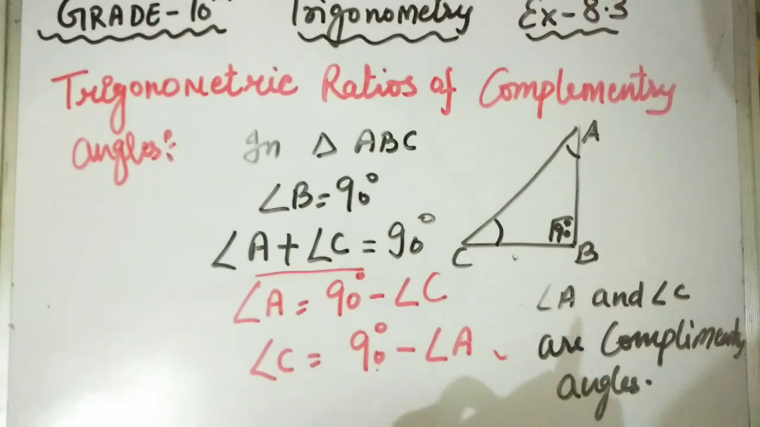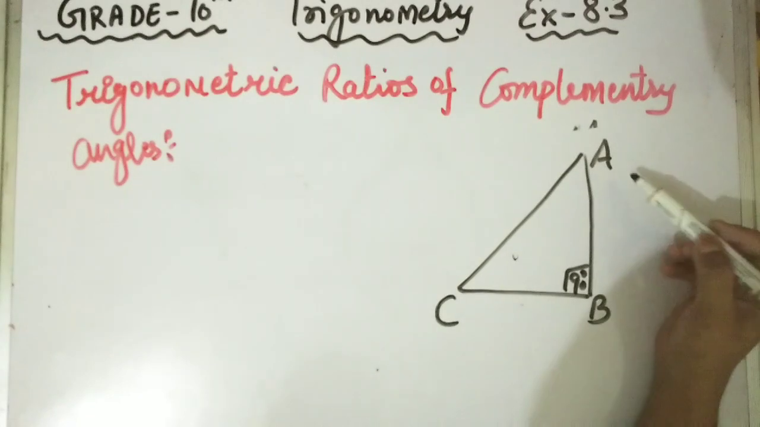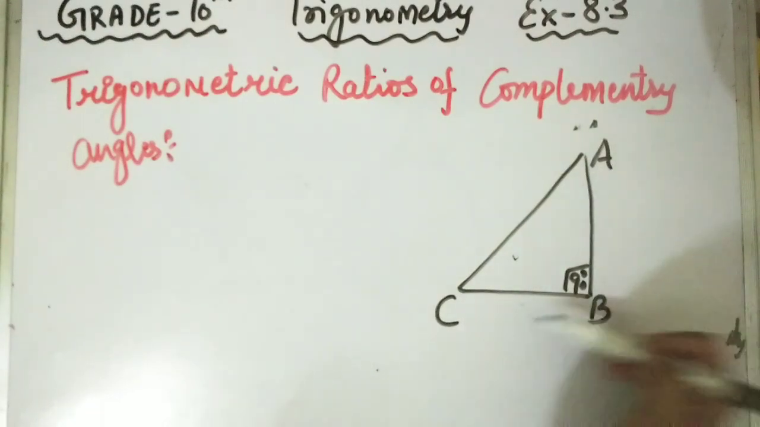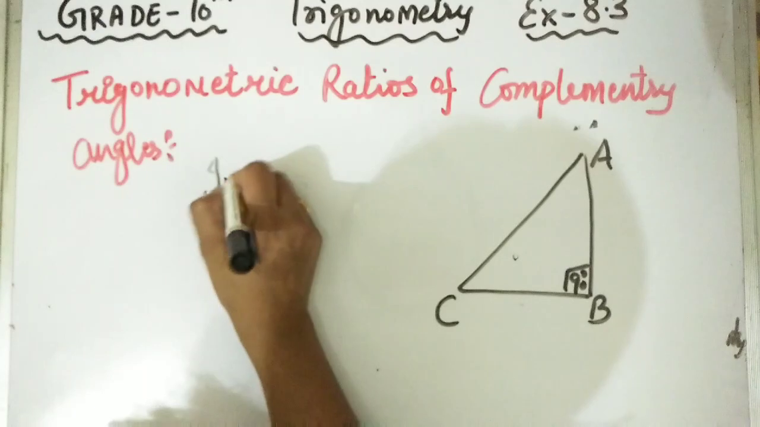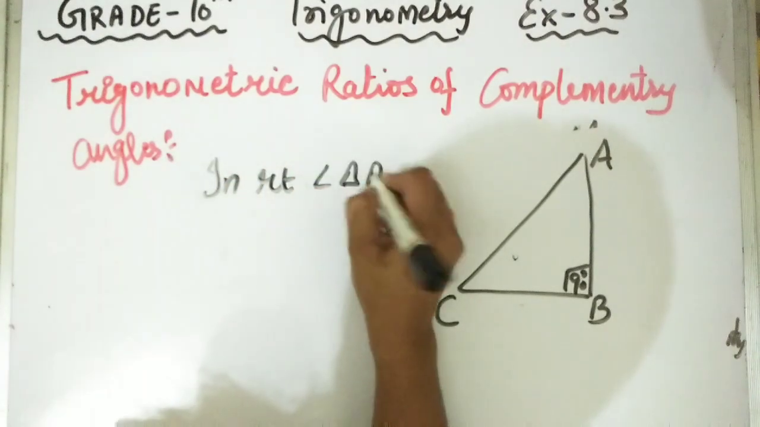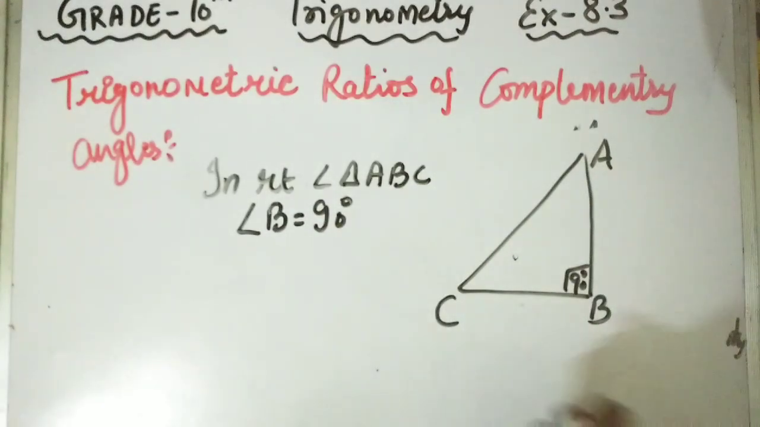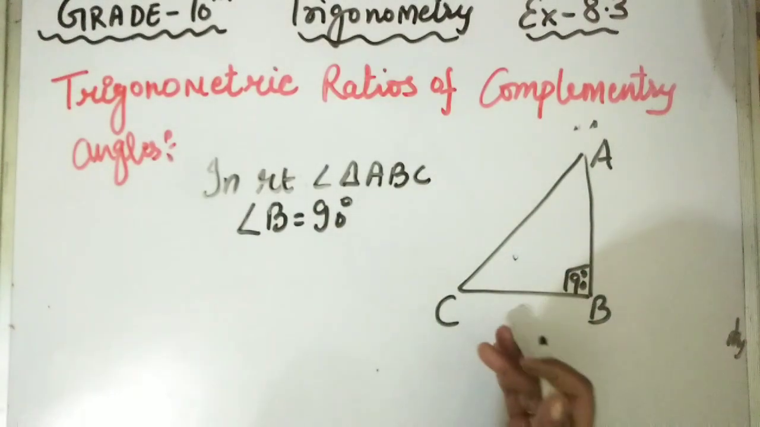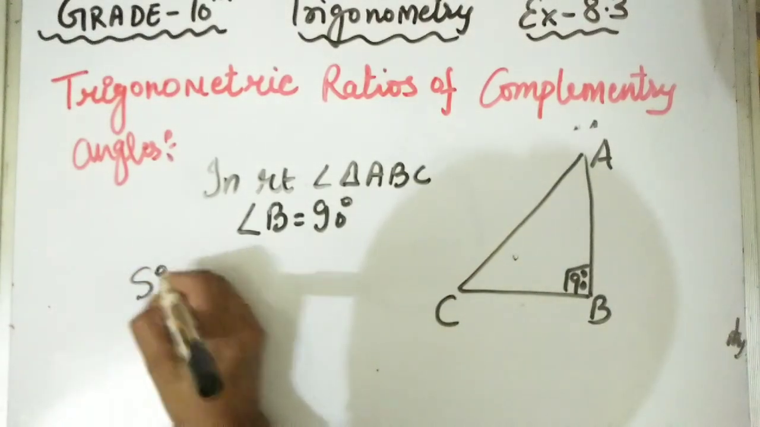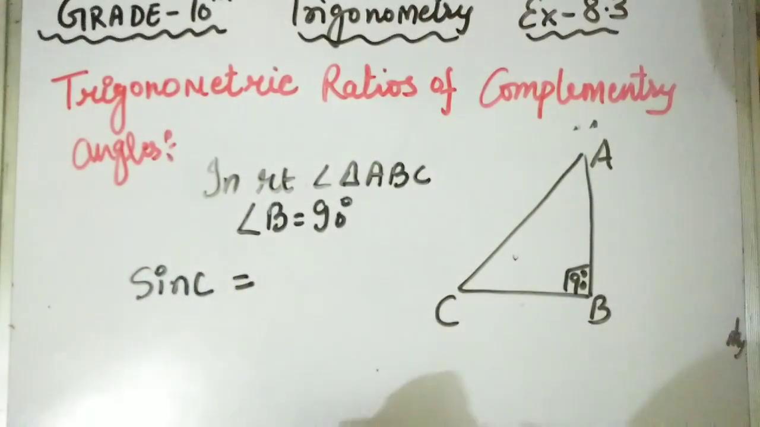So students, let us start the next topic, complementary angles: how to convert these angles in trigonometric ratios. So this is the main question. Now see students, I have taken a right angle triangle ABC, right? In right angle triangle ABC, you have observed angle B equals 90 degrees, right? And I want to find C. Suppose I want to find sine C, right?